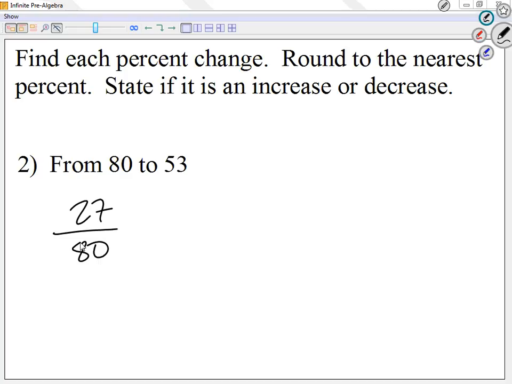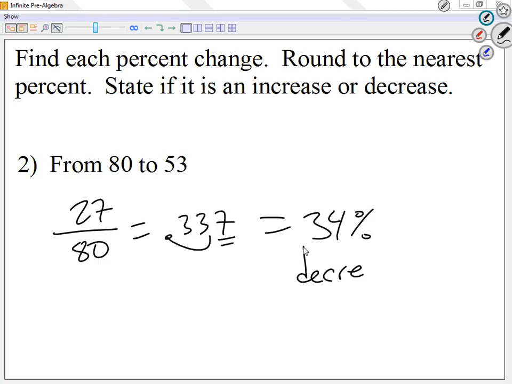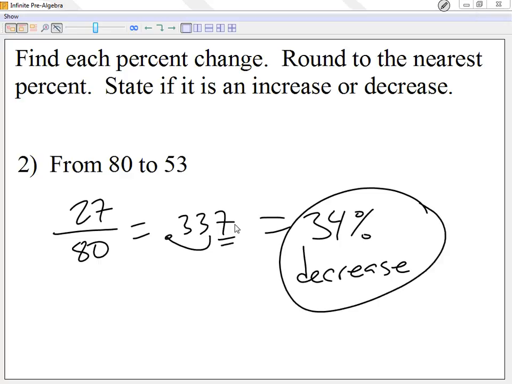I type that in. Once again, let me just write down my first three numbers. I get 0.337. So I know I have to move this two places to the right, so it looks like 33.7. The 7 is big enough, so I'm going to call this 34% decrease. In this case, the 7 was big enough, and once again, what I call big enough is 5 or more. So that's how we find the percent of change, the percent of how much did it change.